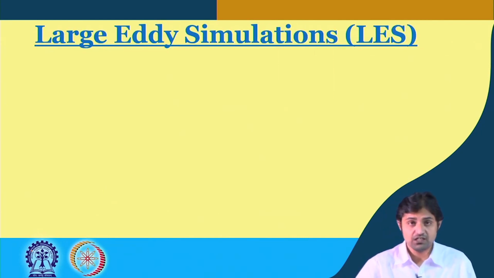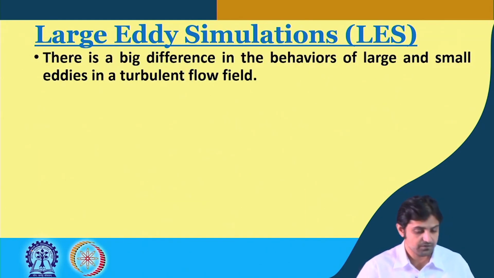Another such technique is called large eddy simulation. See, in the DNS, one important thing to note was that we had the best accuracy, but a lot of computational time is required. LES is sort of a trade-off with the Reynolds average. In Reynolds average, we do many approximations, so the results are not that accurate compared to DNS. But LES is something which is a trade-off between DNS and the Reynolds-averaged Navier-Stokes equation.